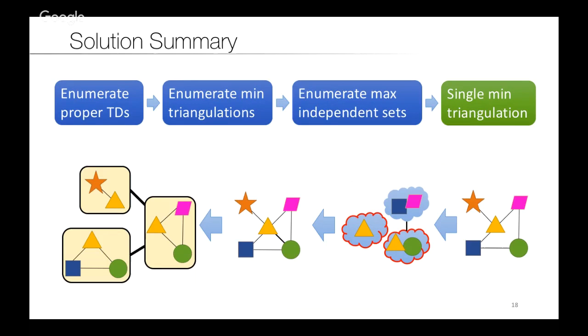So this is a summary of the solution. To enumerate the proper tree decompositions, we enumerate the minimal triangulations. And for that, we want to enumerate the maximal independent sets of a graph we cannot generate. And we can do this given that we can find a single minimal triangulation, and we know how to do that.